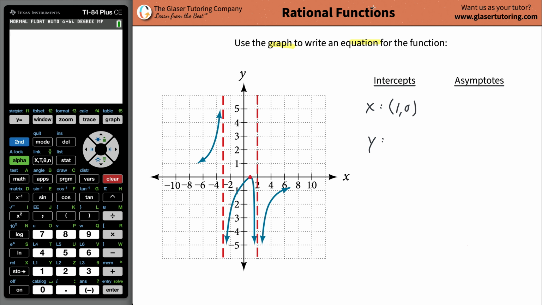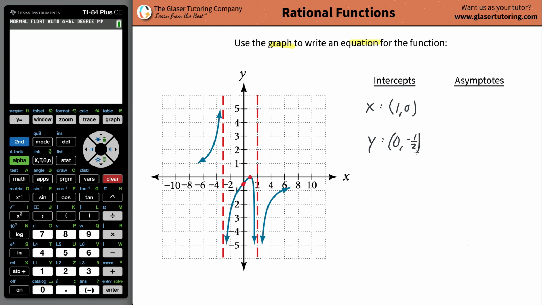And then the y-intercept, there should only be one. It looks like it's happening right about here, and it looks like negative a half. It goes half, then 1, and half, then 2, and half, then 3. So I'm going to write that down now. Remember, the x comes first, so it's (0, negative 1/2).